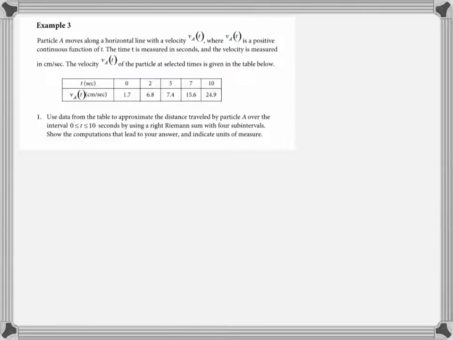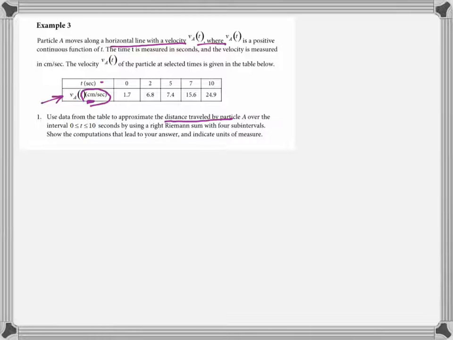Okay, RA example 3 gives you another data table about a particle moving along a horizontal line with this velocity. They gave you the velocity in the table, and part one says use the data from the table to approximate the distance traveled by the particle. Now this is the velocity and that's time, so if we want to go backwards and take the integral of that, which would be a Riemann sum, we would just get centimeters.